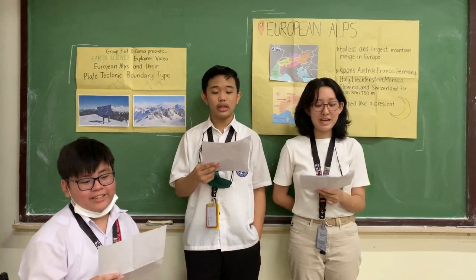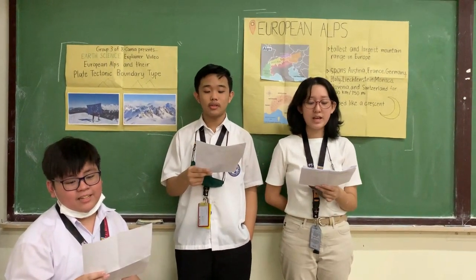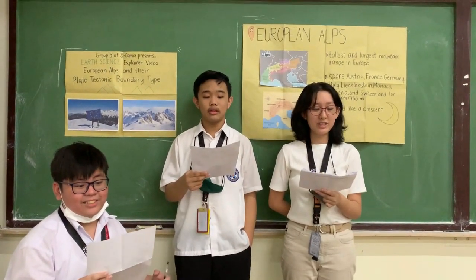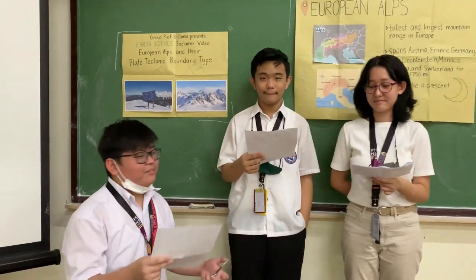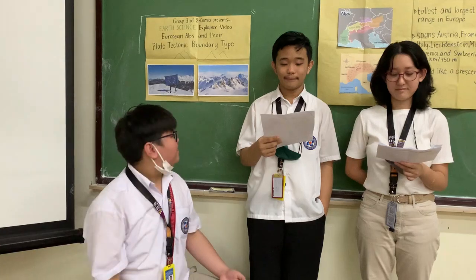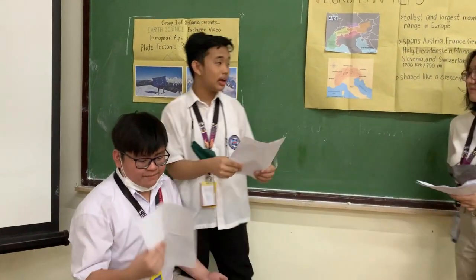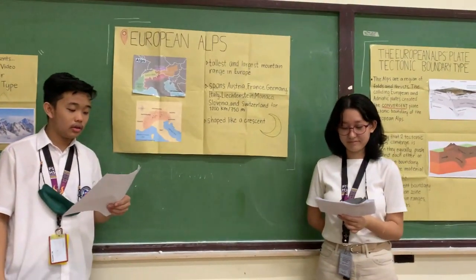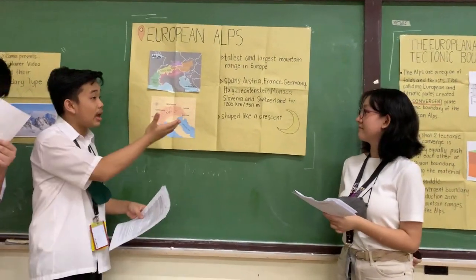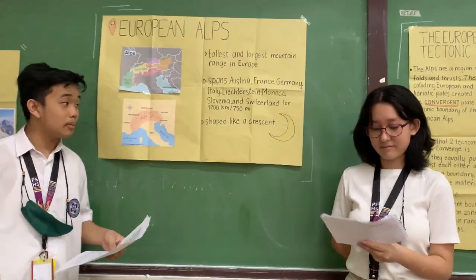Today, we will be explaining all about the European Alps and their plate tectonic boundary type. But before we do that, does anyone know what the European Alps are? Well, the European Alps are the tallest and largest mountain range in all of Europe. It spans 8 alpine nations in the shape of a crescent.